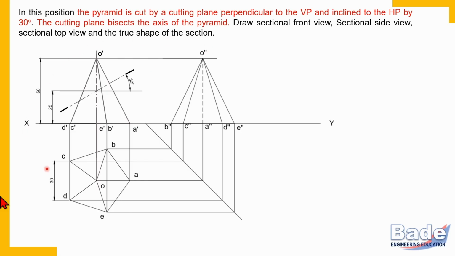So two very important steps are over: position of the solid and position of the cutting plane. Once you have completed cutting plane line, remaining procedure in all the problem is very straightforward. What is that procedure? Listen. Always label points of intersection of cutting plane line and edges of the object. Simple. Label points of intersection of cutting plane line and edges of the object.